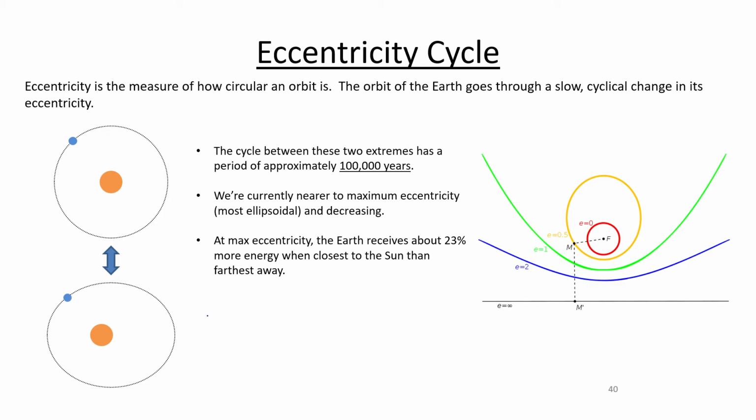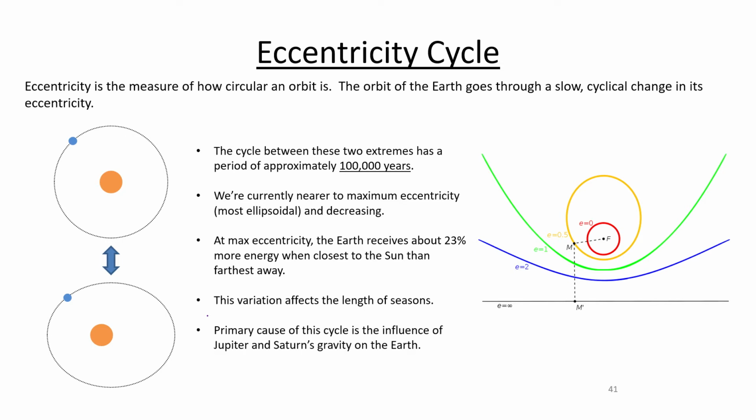And at max eccentricity, the Earth receives about 20–30% more energy when closest to the sun, at perihelion, than when it's farthest away. That's a big difference. I mean, it's not still too far away from a circle, but it's a big enough difference that it's millions of miles farther away when you're farthest away, and millions of miles closer when you are closer. And so that means a very large difference in the amount of energy that the Earth receives from the sun.